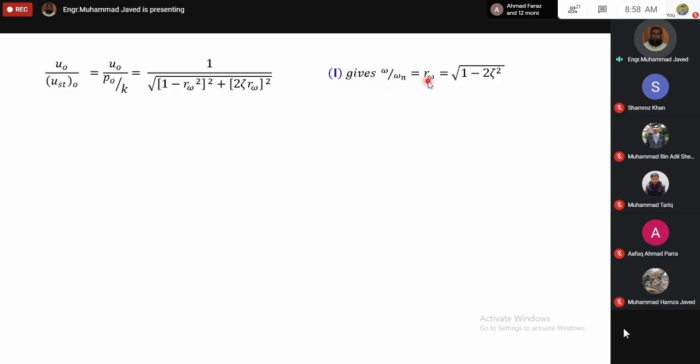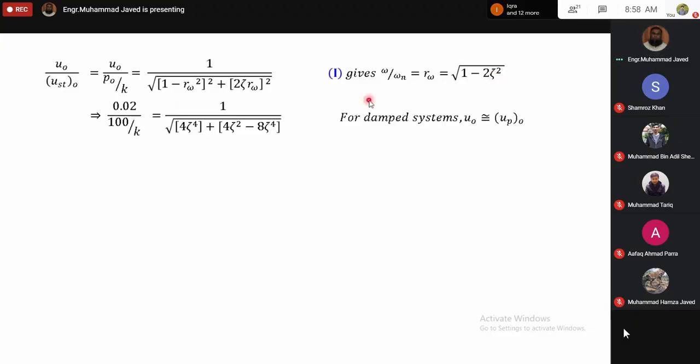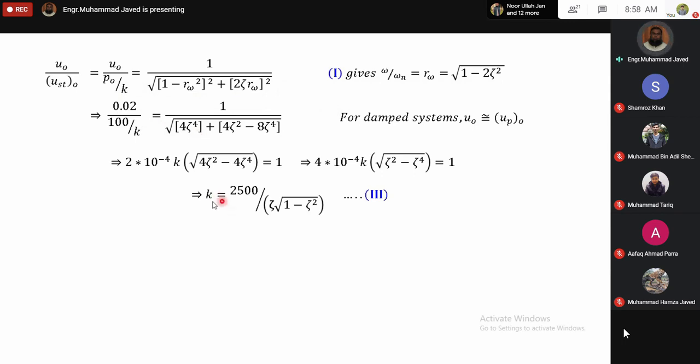Now we know that omega by omega n is equal to R omega, which is 1 minus 2 zeta square under root, from equation 1. So if you replace R omega with 1 minus 2 zeta square under root and then simplify this, inserting the values which we have already calculated or are given in the problem, we arrive at this equation. Further simplification results in this equation. So now we have two equations and two unknowns, so we can solve this problem.